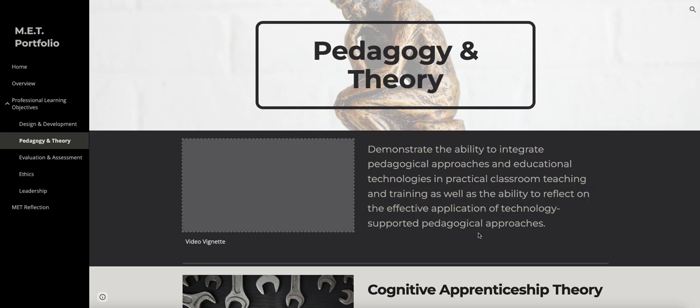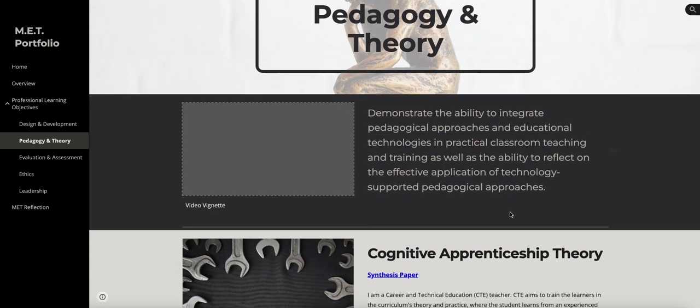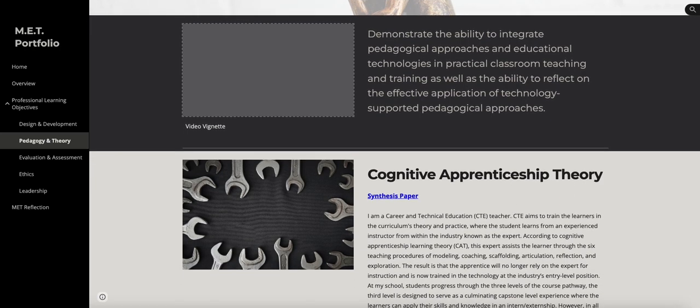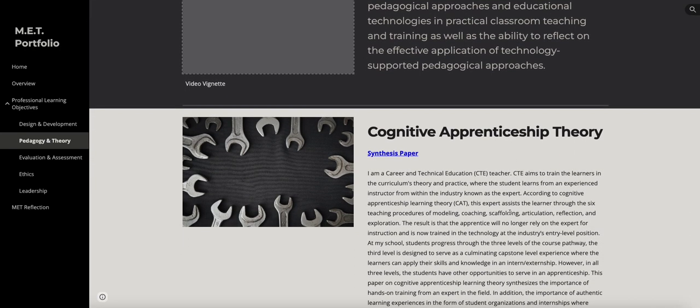By understanding and applying the various learning theories in practice, I can create more engaging pedagogy and compelling learning experiences for my students. As a career and technical educator, one of the most impactful artifacts in this PLO was artifact number 1, my Cognitive Apprenticeship Learning Theory Synthesis paper. In short, the theory is rooted in an apprentice learning a skill from a master in the field, where the teachings from the master eventually wean away.